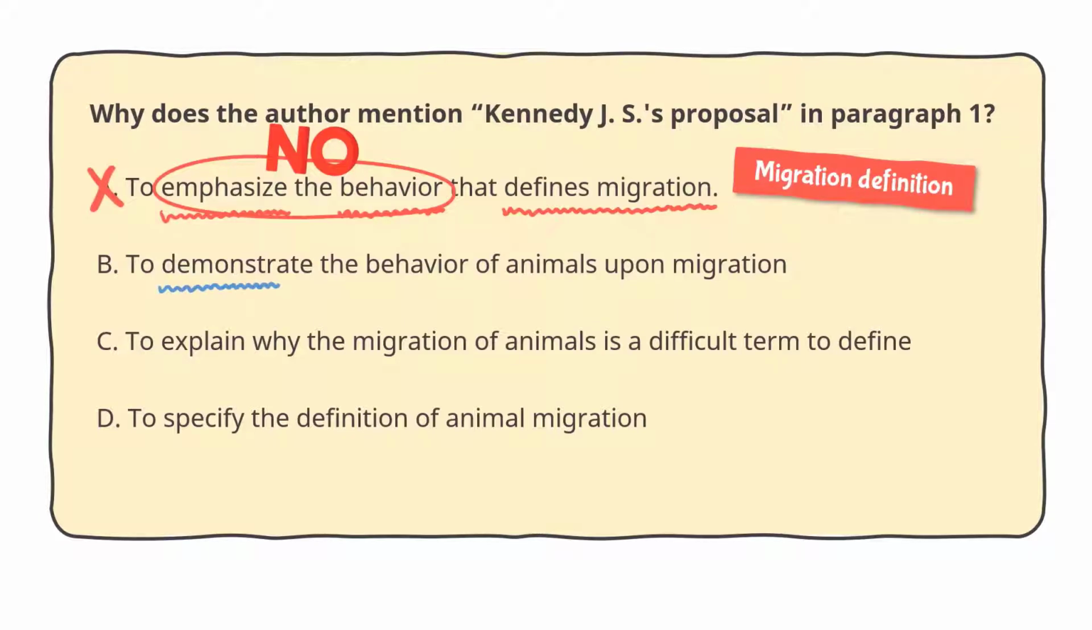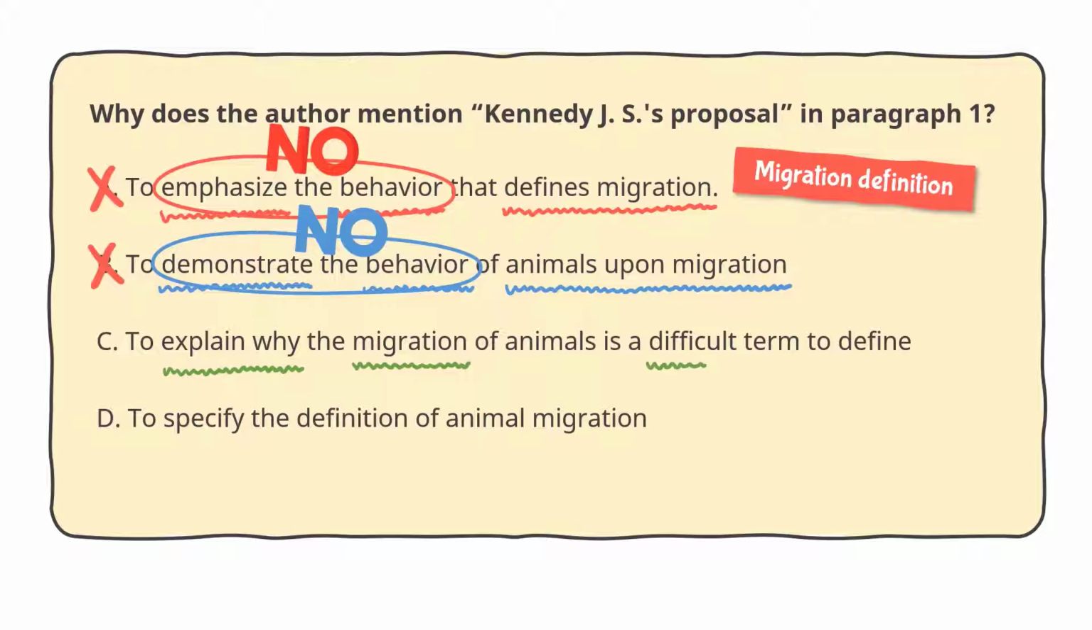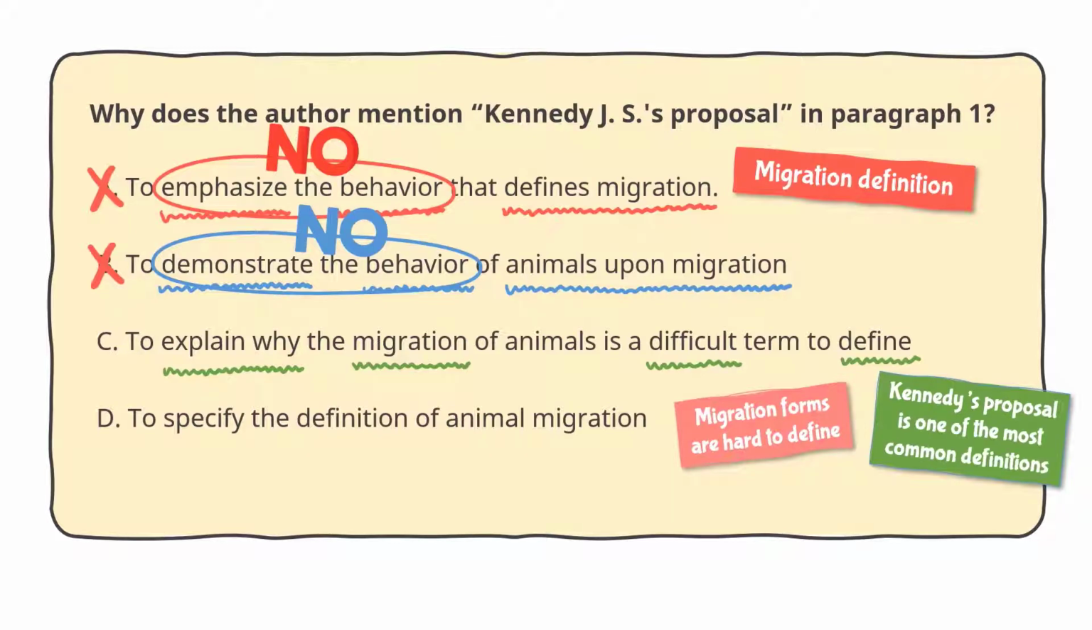B. Demonstrate behavior of animals upon migration. No, the author mentions candidate's proposal not because of animal behavior. So B is incorrect. C. Explain why migration is difficult to define. Yes, this is the meaning of the previous sentence, but candidate's proposal is the example to define migration. So C is wrong. D. Specify definition of animal migration. It's exactly what we conclude just now, so D is correct.